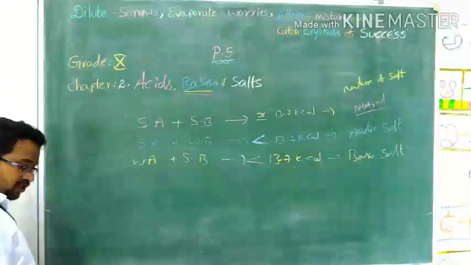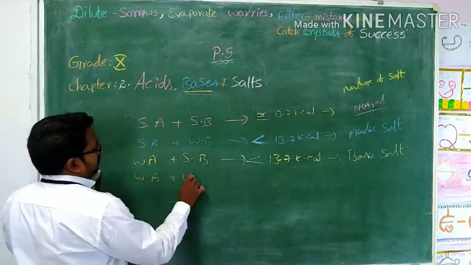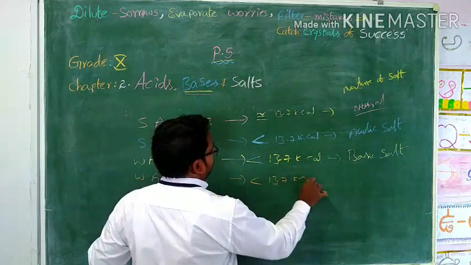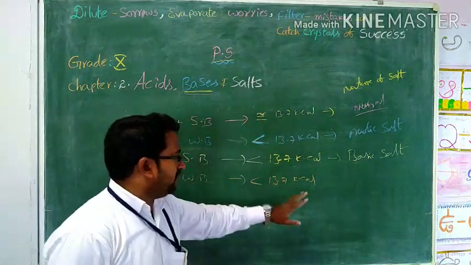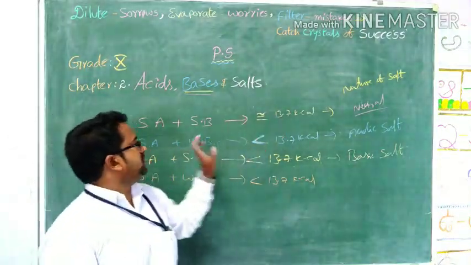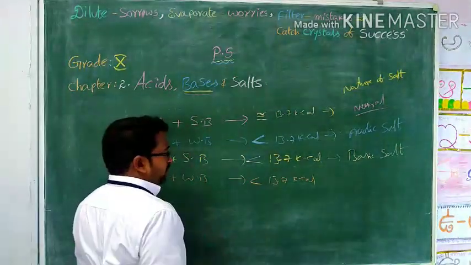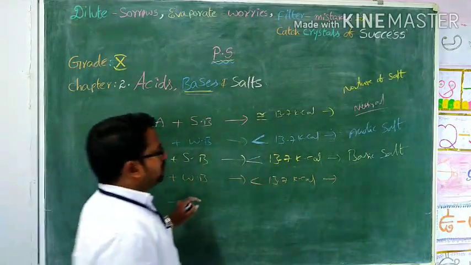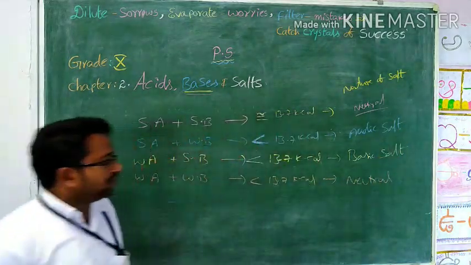If I am going to take one more here, like this, weak acid plus weak base, then certainly less than 13.7 kilocalories of energy. Only in one case, strong acid, strong base, is it 13.7; in the remaining cases it is less than 13.7. Okay? Only one case, 13.7 kilocalories, is about strong acid and strong base. Now, less than 13.7 kilocalories. Tell me the nature. Weak. Both are weak. So, neutral. Both are equal. So, the neutral salt will form.